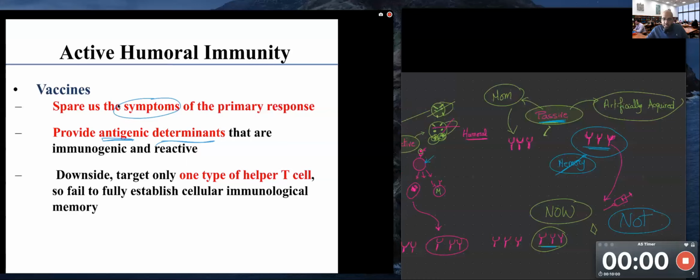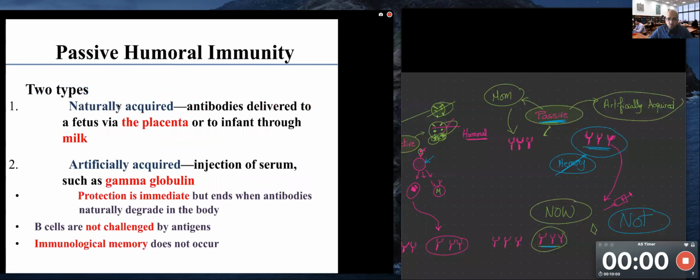Downside here is that it's only going to be activating one type of helper T cells. Actually, we won't be discussing the different types of helper T cells. This is a side note that you might be discussing later on if you're taking microbiology. All right, so just keep it in the back of your mind. This is not information that we are focusing on in this chapter.